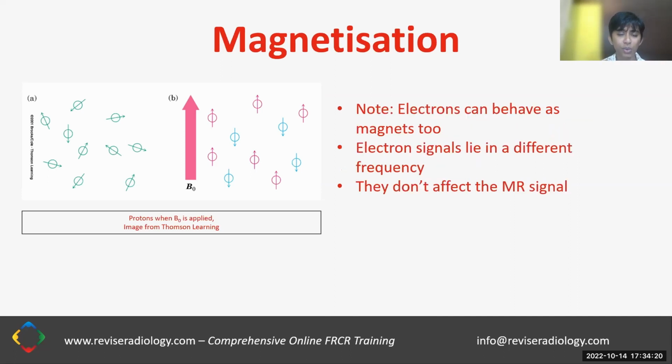A note here: we were talking about protons only and not about electrons. Electrons can behave as magnets too, but the electron signals that they emit lie in a different frequency. So they don't affect the MR signal. They won't be picked up by the radio frequency transmitters. So electron signals don't appear at all when we're talking about this.